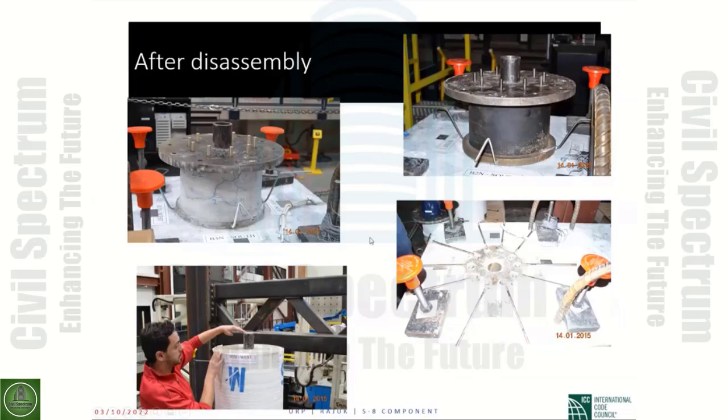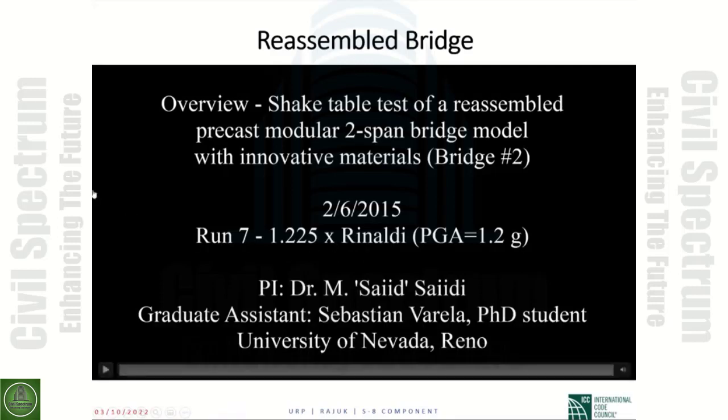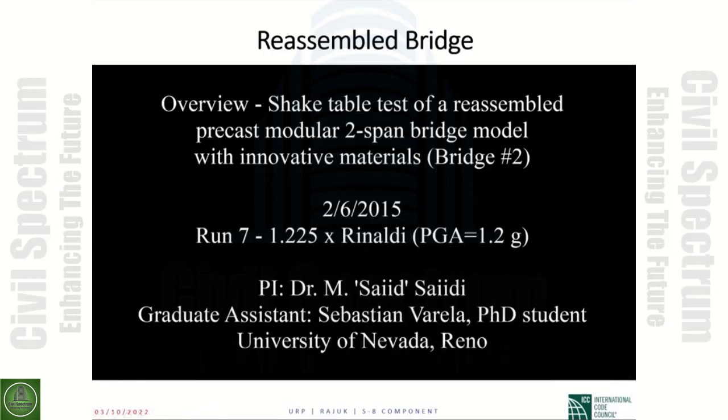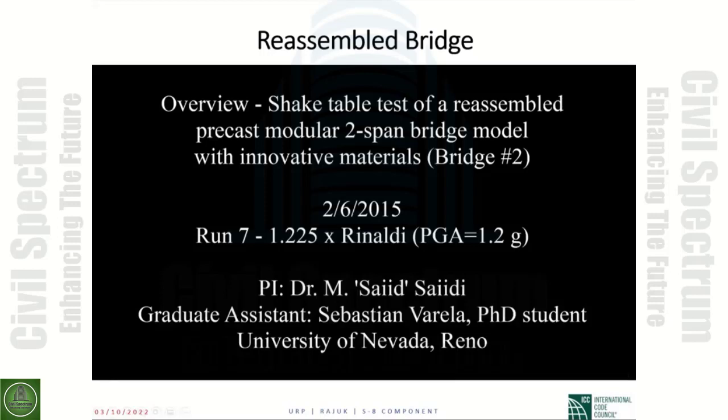Because again, the idea was, can we have deconstructible bridges? So this is after we put the bridge together. Now this time we went all the way to failure, okay? So this went to very large drift, to 1.2 G. This is the Rinaldi earthquake. The Rinaldi earthquake is a near fault earthquake that causes permanent displacement in conventional construction, but in this bridge it did not. So let's see how the bridge performed.